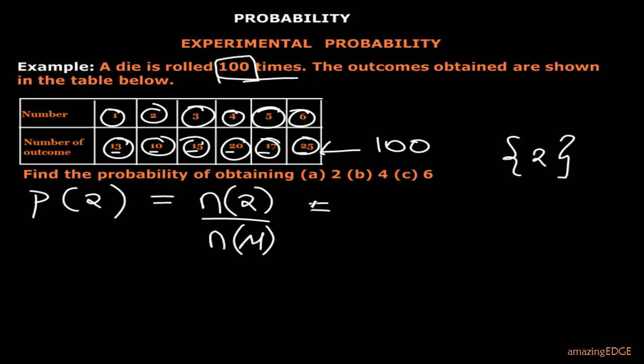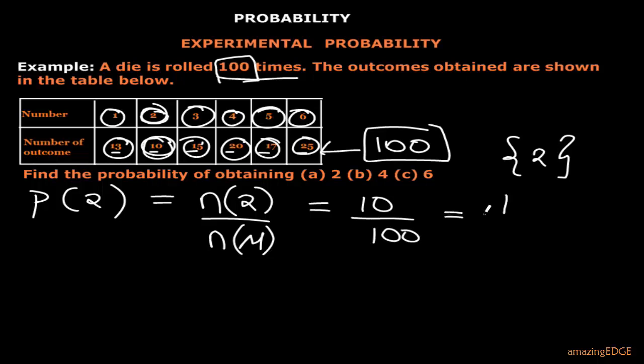So now, you look at the set 2. It means the number of occurrences of 2. How many times did 2 appear? 2 appeared 10 times. So the number of appearances of 2 is 10. Then the universal set is 100. That is the cardinality, the number of elements in the universal set, if you count them. So this becomes 10 over 100, and this gives you 1 over 10.